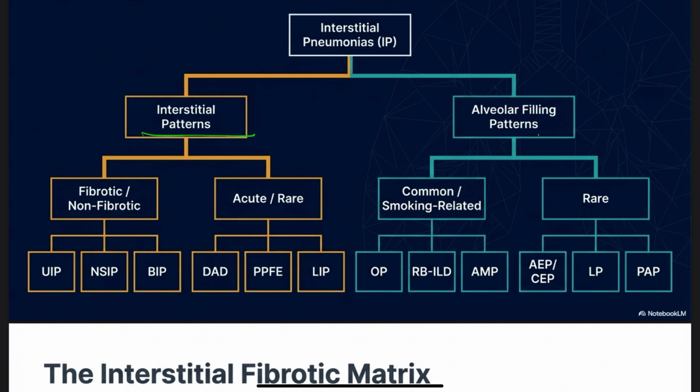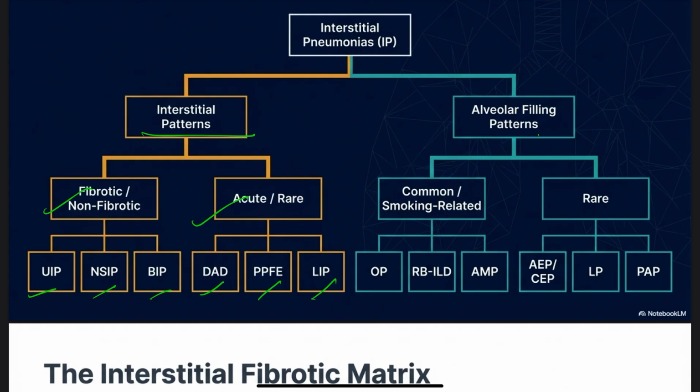In the interstitial pattern, again there are fibrotic, non-fibrotic, acute and rare conditions. Fibrotic and non-fibrotic can be there in UIP, NSIP, BIP. But in acute and rare, DAD, that is the previous acute interstitial pneumonitis. Pleuroparenchymal fibroelastosis is not acute, it's rare. And lymphocytic interstitial pneumonia is also rare.